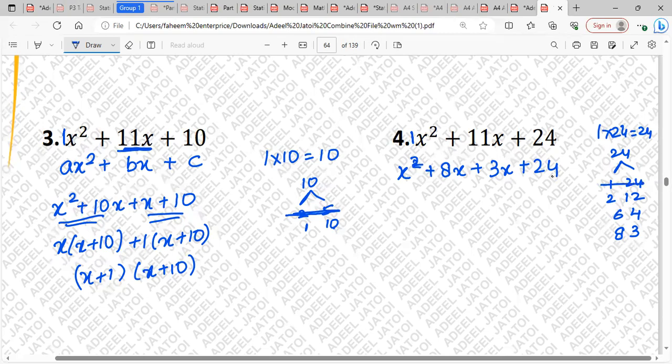1 and 24 does not give me 11. 2 and 12 does not give me 11. 6 and 4 does not give me 11. Only 8 and 3 will give me 11. So let's take common. x plus 8, plus 3 is a common. x plus 8. So what are the two factors? One is x plus 8 and the other one is x plus 3.